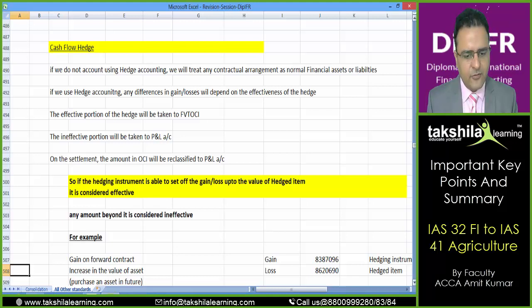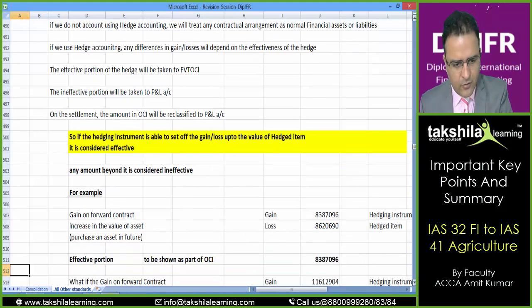So how much is effective and not effective, we will get to know. If the hedging instrument is able to set off the gain or loss up to the value of the hedged item, that portion is effective, and anything beyond it is considered ineffective. Up to the value of the hedged item, if there is any gain or loss, that will be considered effective and shown as part of OCI.